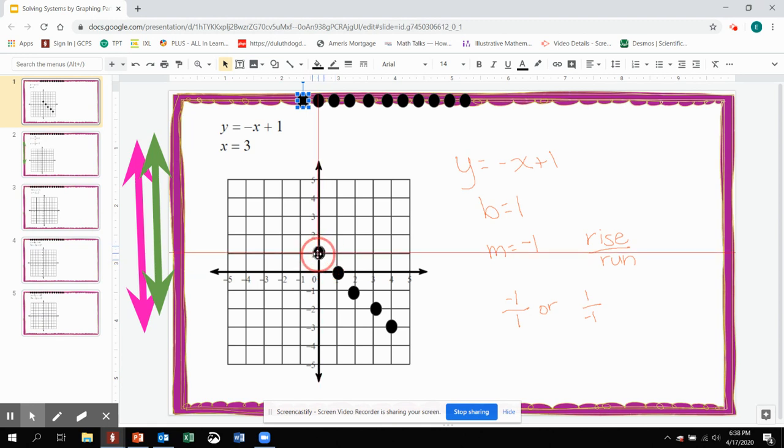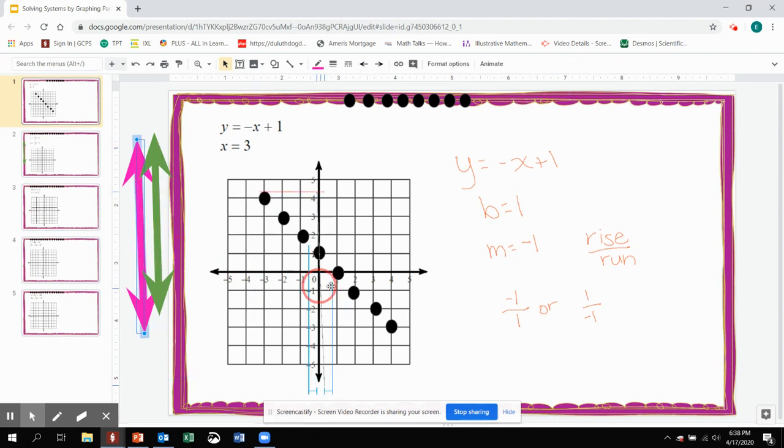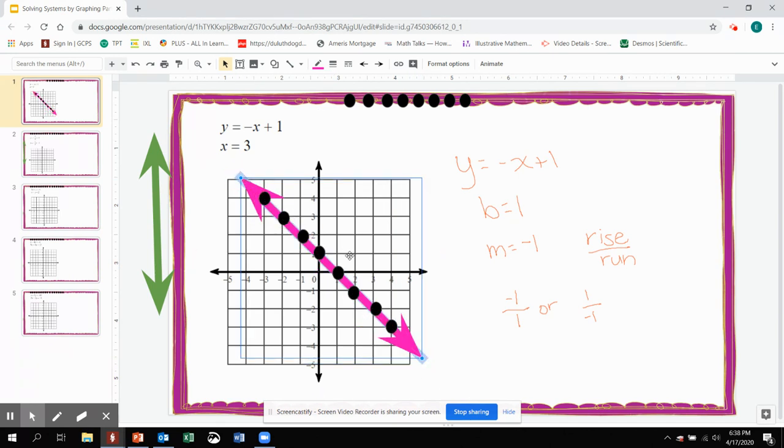I also can go in the other direction by using this form of the slope, which is positive 1 over negative 1. So I would have a rise of positive 1, which is up 1, and a run of negative 1, which is left 1. And I can continue in that direction as well: up 1, left 1, up 1, left 1. Now I'm going to take my line and connect these points. And there is my graph.